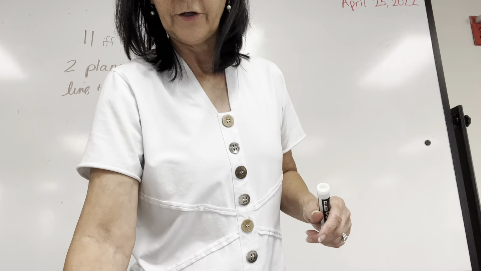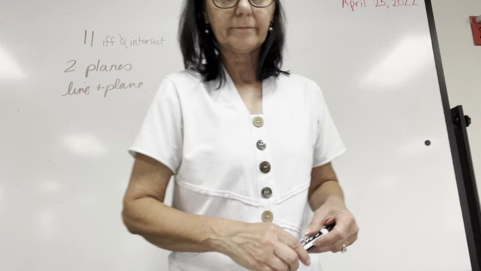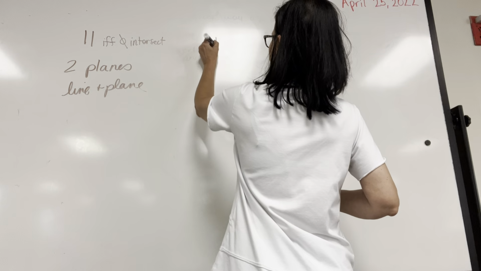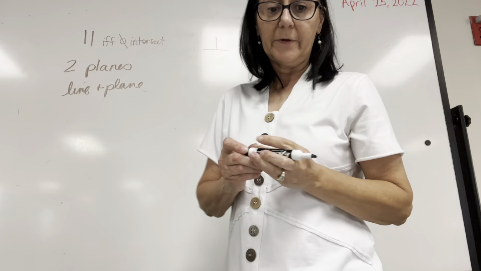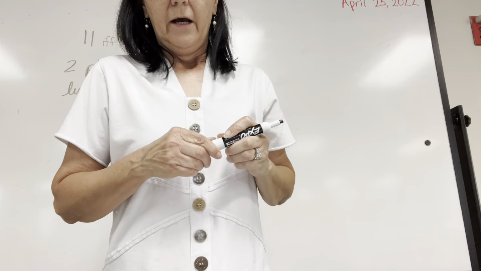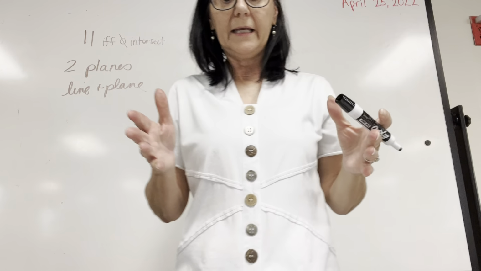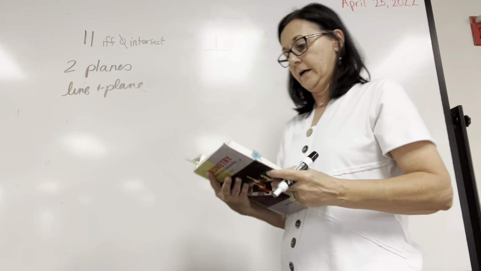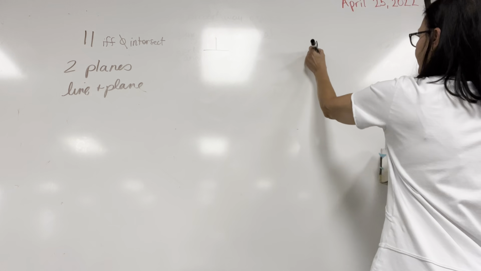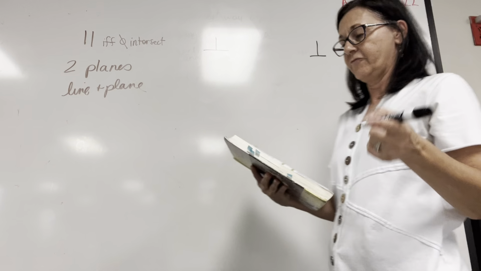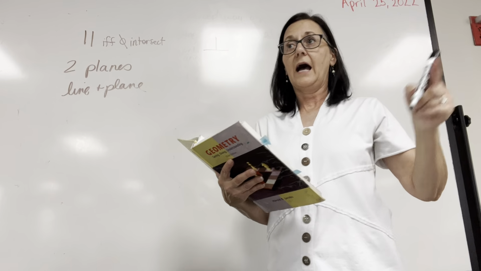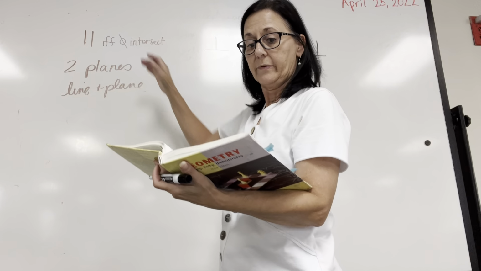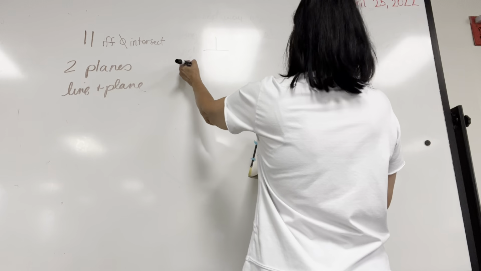All right, so turn the page. Now we're talking about perpendicular. What does perpendicular mean? This is different. Perpendicular is different for planes as it is for lines. Parallel is the same for planes and for lines and planes. But look, we have perpendicular.